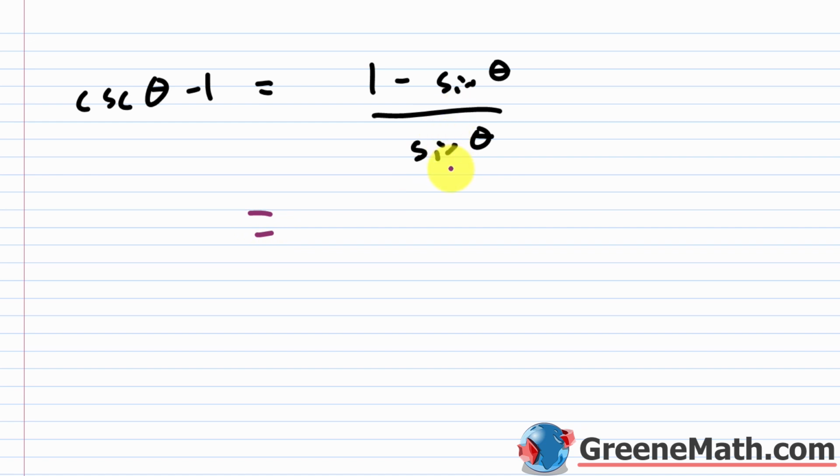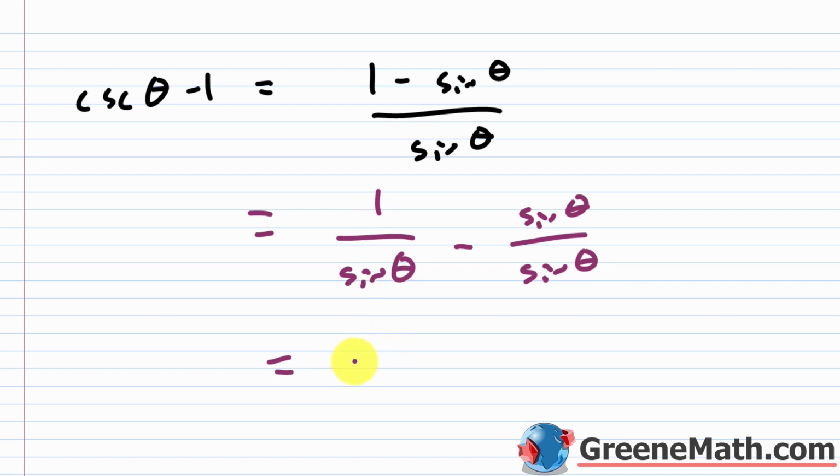So for this one, I'm going to split it up into 1 over the sine of theta minus the sine of theta over the sine of theta. And we know that 1 over the sine of theta is the cosecant of theta. So that's this part right here. And then minus sine of theta over sine of theta. Well, that's going to be 1. So now I have cosecant of theta minus 1 and cosecant of theta minus 1. So we're basically good to go there.